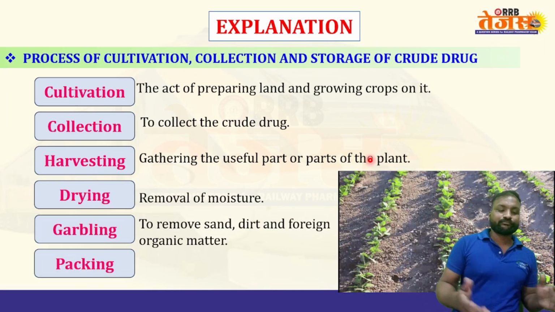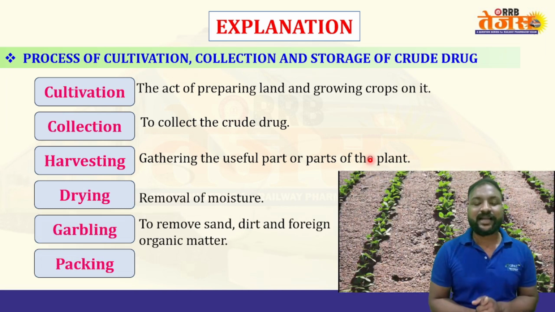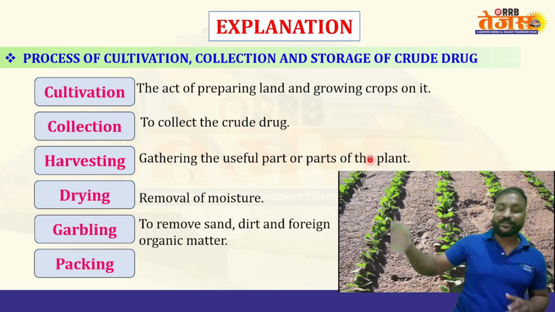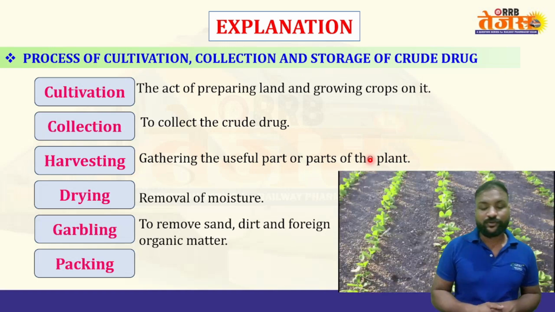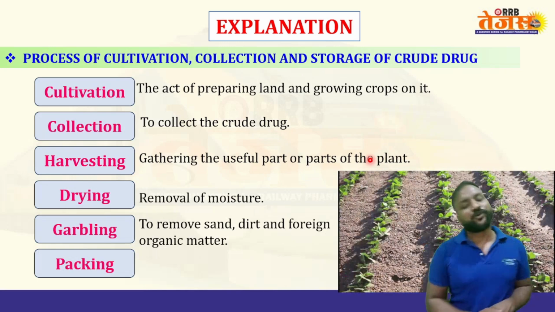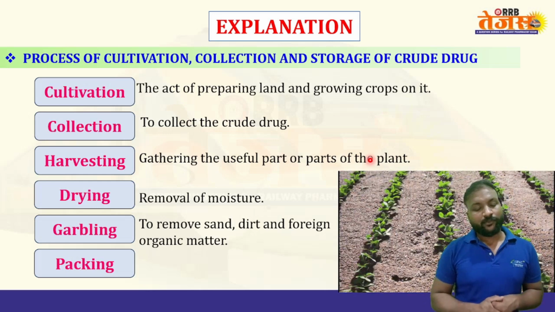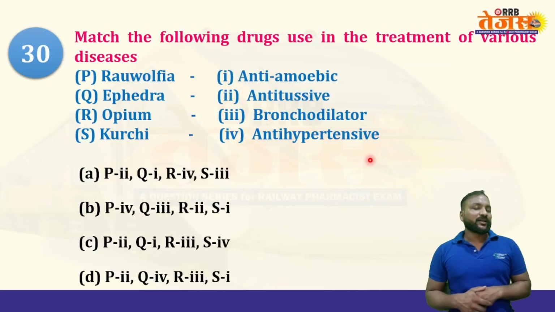Some of the definitions: cultivation refers to the act of preparing land and growing crops on it. Collection means to collect the drug. Harvesting means to gather the useful part of the plant. Drying means removal of moisture. And garbling means to remove sand and foreign organic matter. So these are some of the important definitions that should be remembered. Next, the last question.